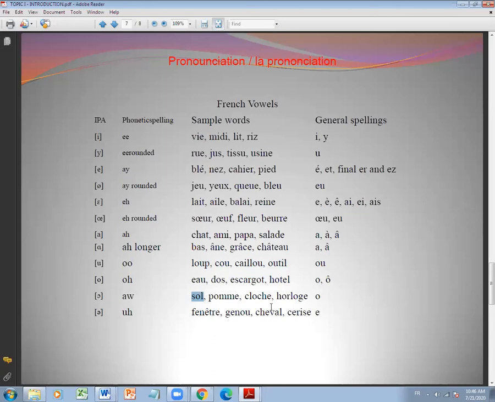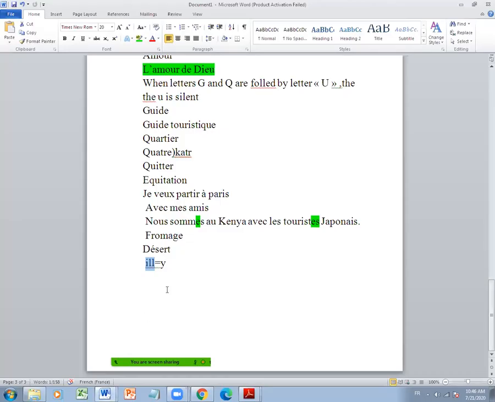Fenêtre. Remember the end is silent. So you say fenêtre, something like this. Fenêtre. Okay?